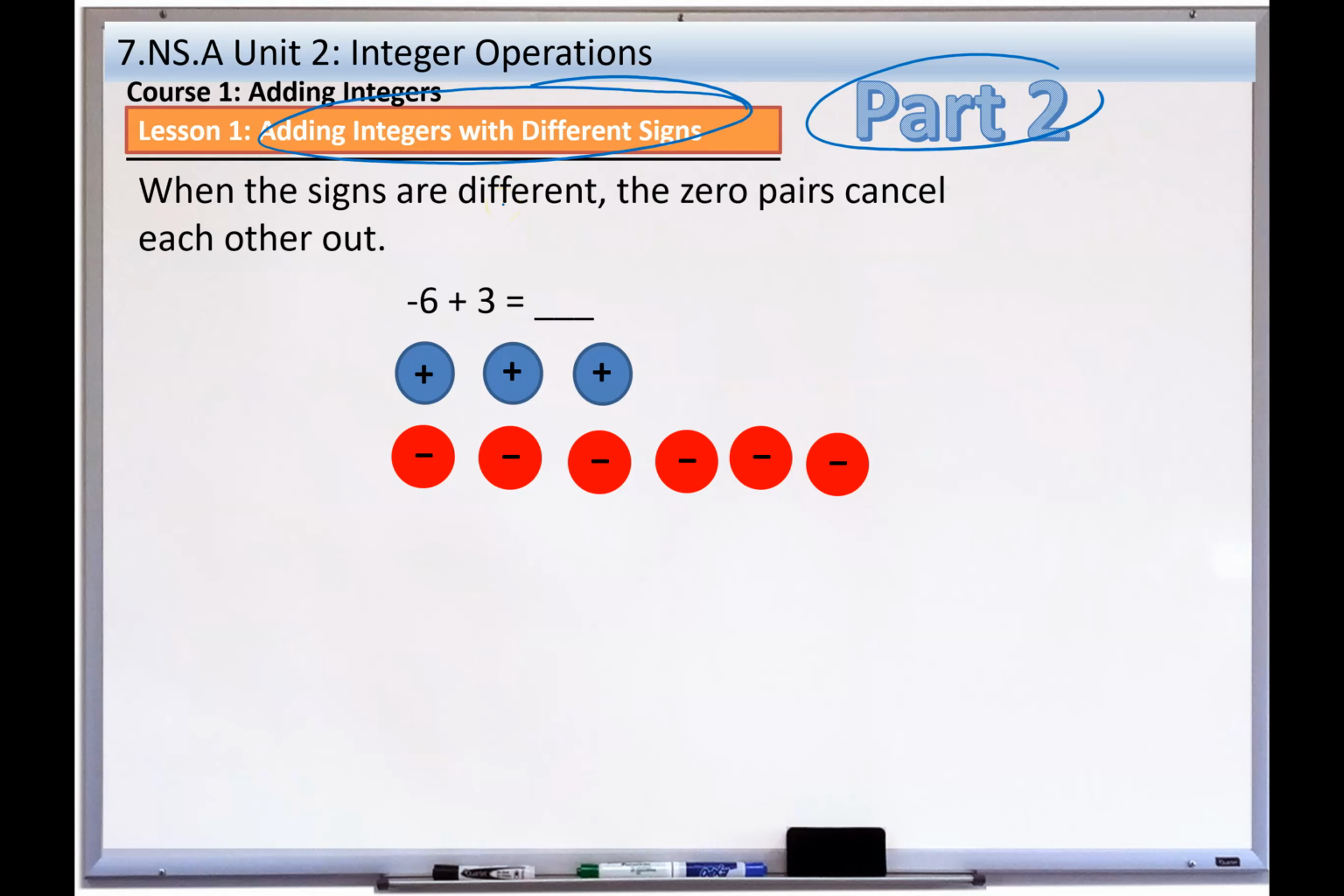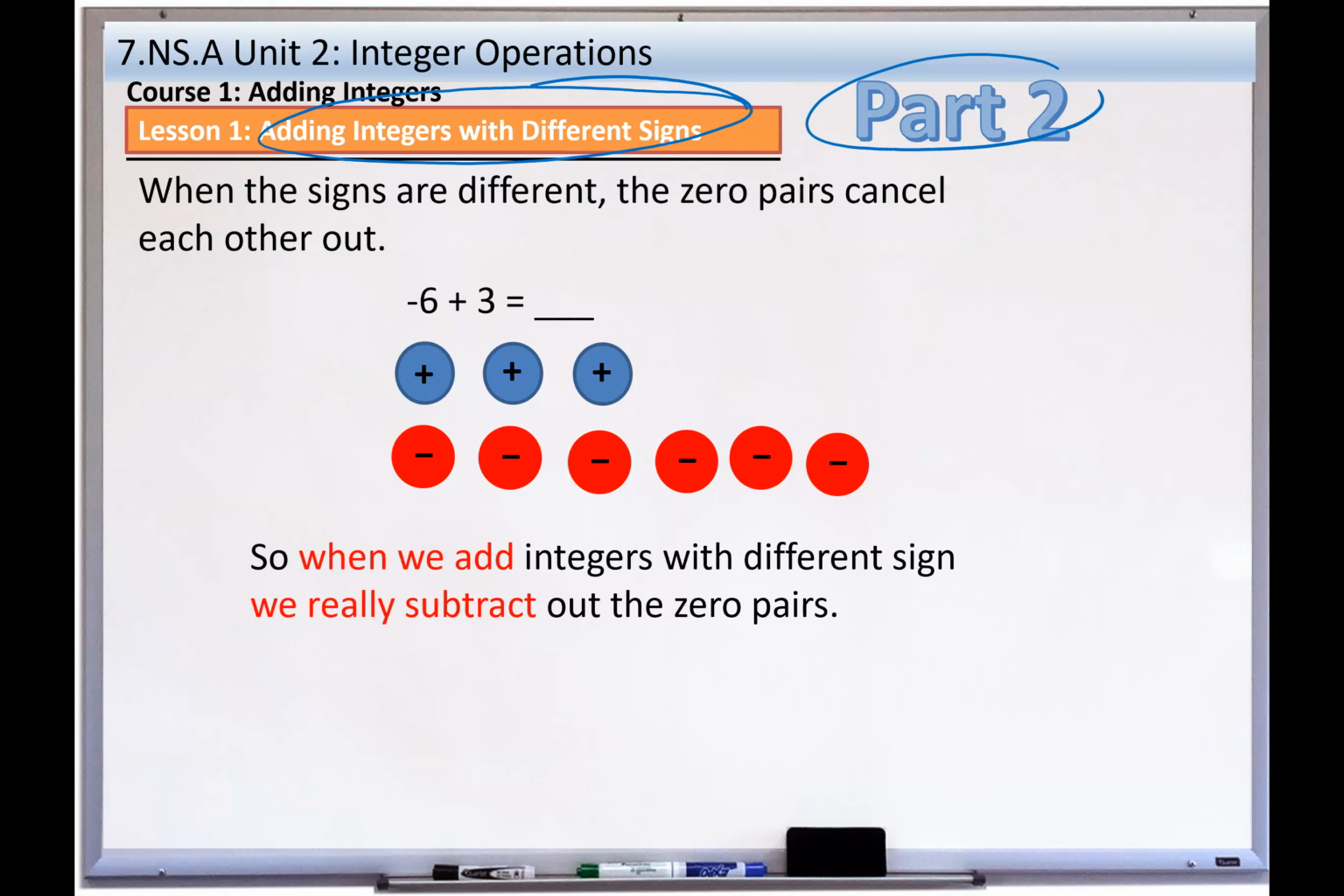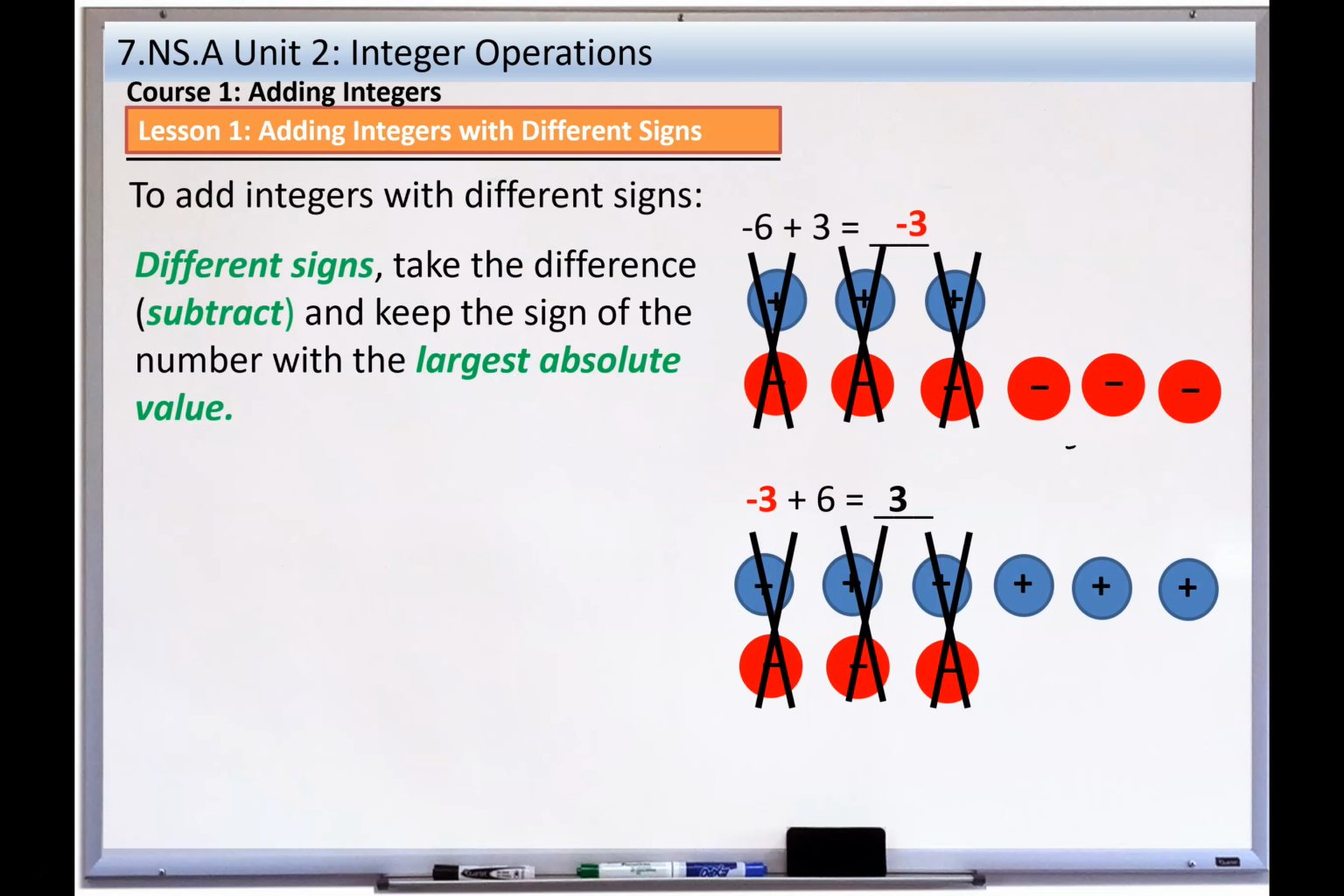Before we left off, we wanted to come up with a rule to help us add integers with different signs. We noticed a pattern that when the signs are different, the zero pairs cancel out. In other words, when we add integers, we're actually subtracting zero pairs. So our general rule is, if we have different signs, we take the difference, which means subtract, and we keep the sign of the number with the largest absolute value.